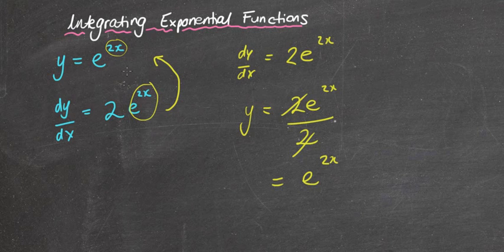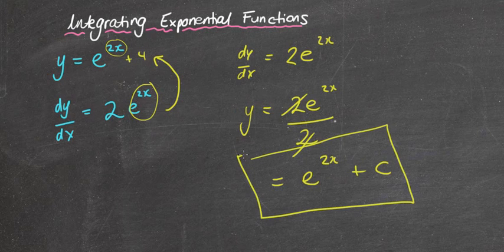Can you see the one thing I've forgotten to do? I've forgotten to put that plus c, because that could have been e to the power of 2x plus 4. We don't know, so we still have to put that plus c. Some people put plus k, it's just plus a constant.